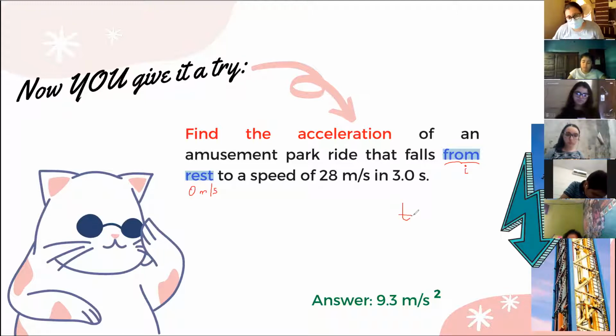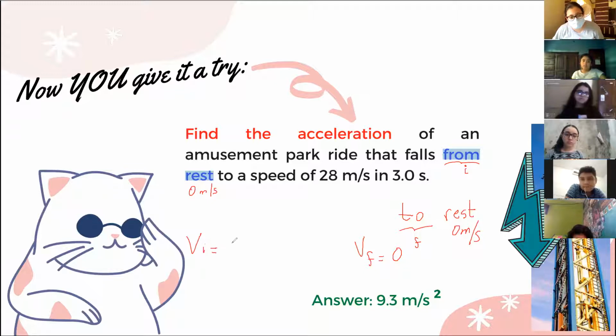Now, if it says to rest, to represents a final condition, and rest means 0 meters per second. So to rest is final velocity 0. From rest is initial velocity 0 meters per second. So notice the difference. The key is in the word problem, not in the formula.